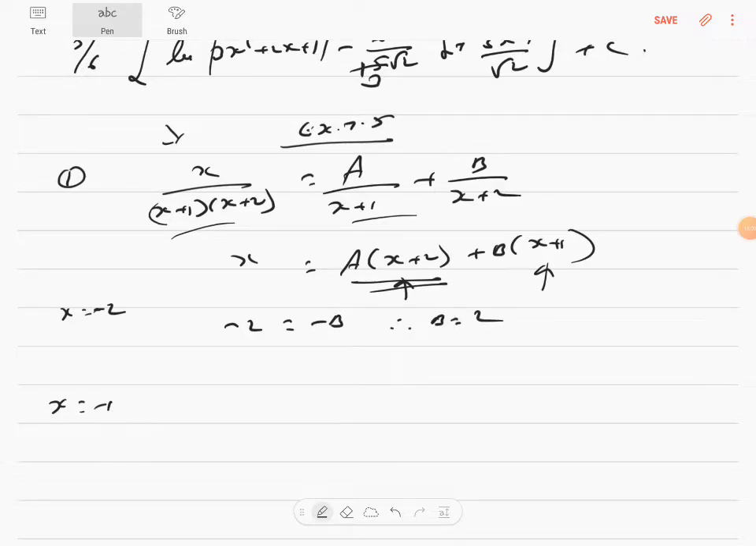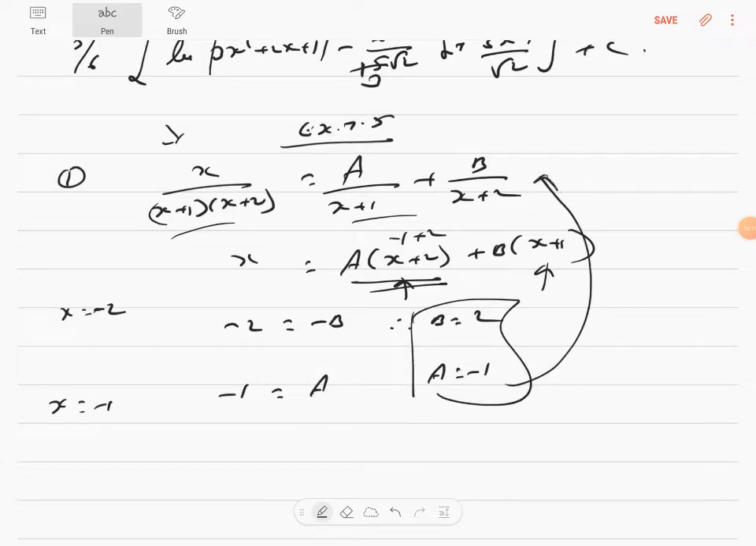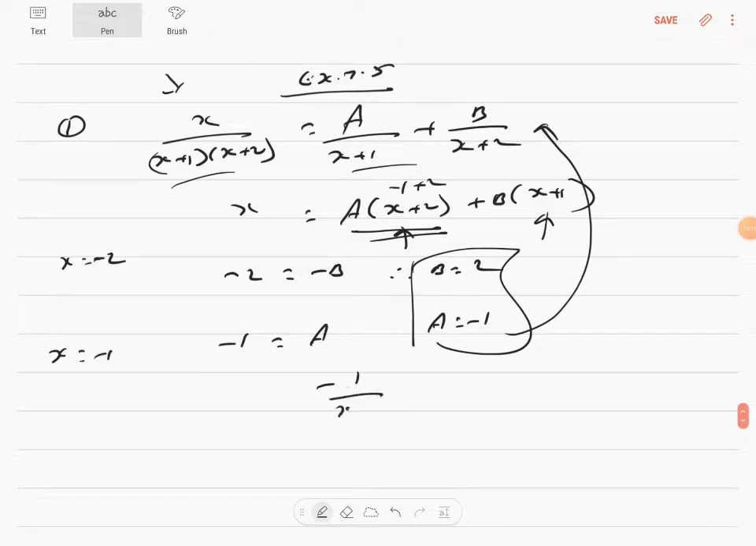Now if you put x is equal to minus 1, you get minus 1 is equal to minus 1 plus 2, which will be just a. So then therefore a is equal to minus 1. So you get a and b, you can directly substitute in this. What is a? It's minus 1 by x plus 1. What is b? It's 2 by x plus 2, and you just put an integration symbol and dx with it.